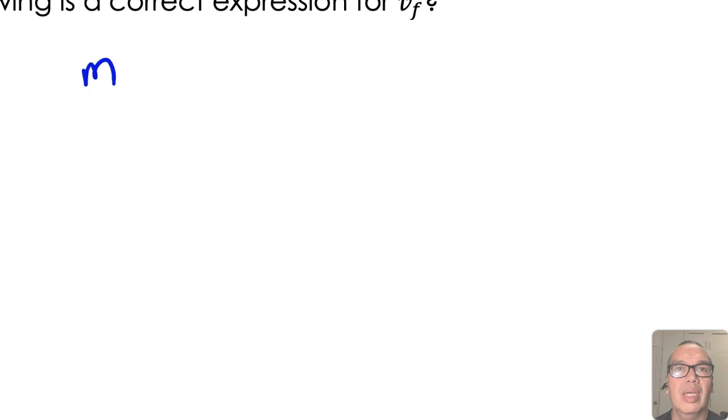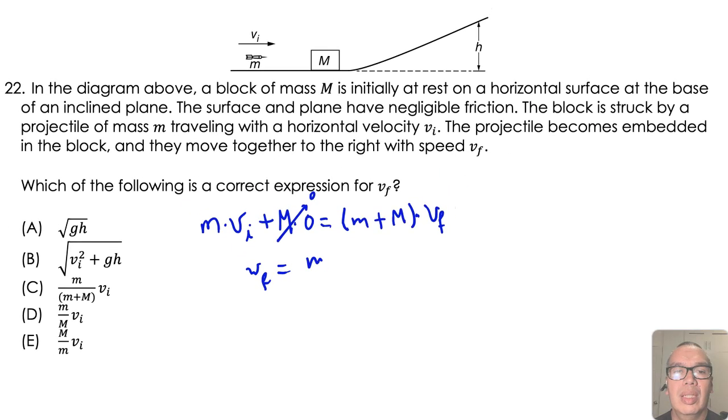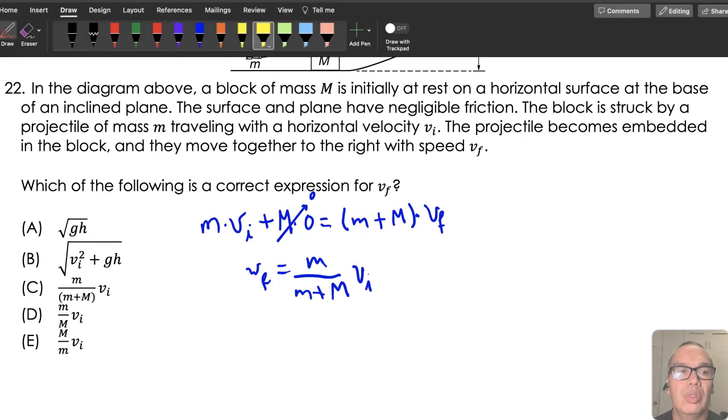Mass of the projectile times initial velocity plus mass of the block times 0 is equal to the combined mass of the two objects times final velocity. Solving for the final velocity of the two objects, we obtain the expression in option C.